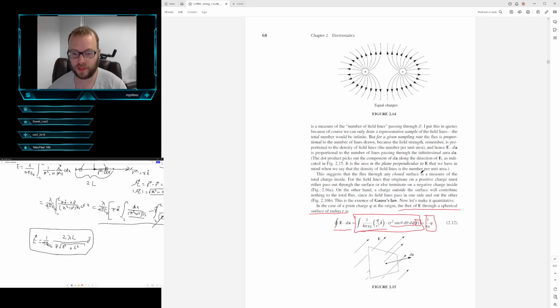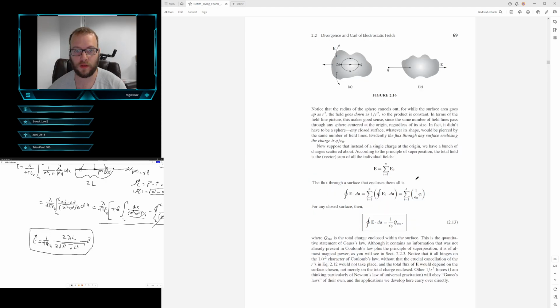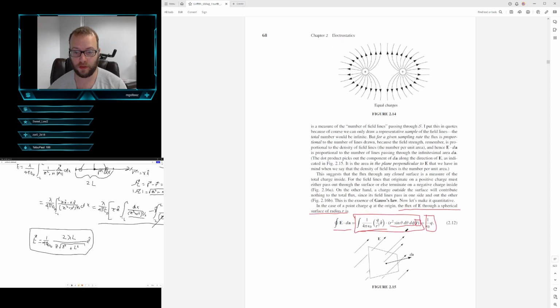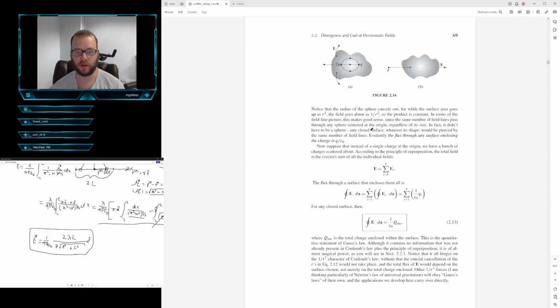The number of field lines go down as we make a bigger sphere, but the surface area goes up by the same factor. And the funny thing is, it didn't have to be a sphere. This could be any closed surface, and it would equal this value here. Any closed surface.